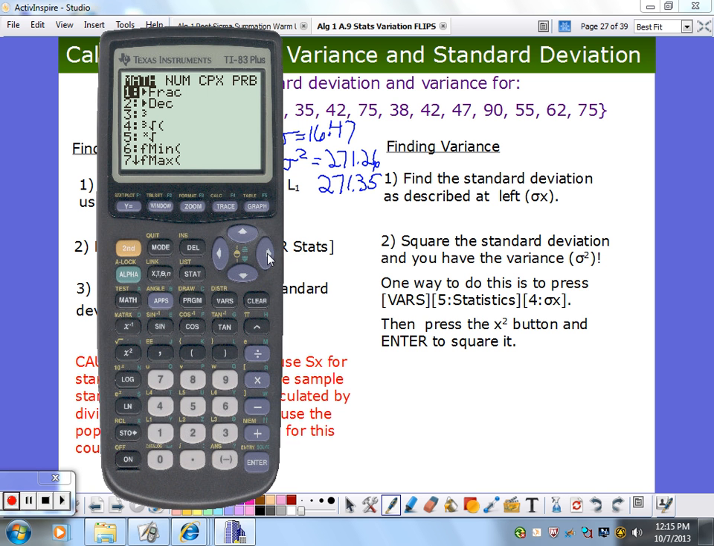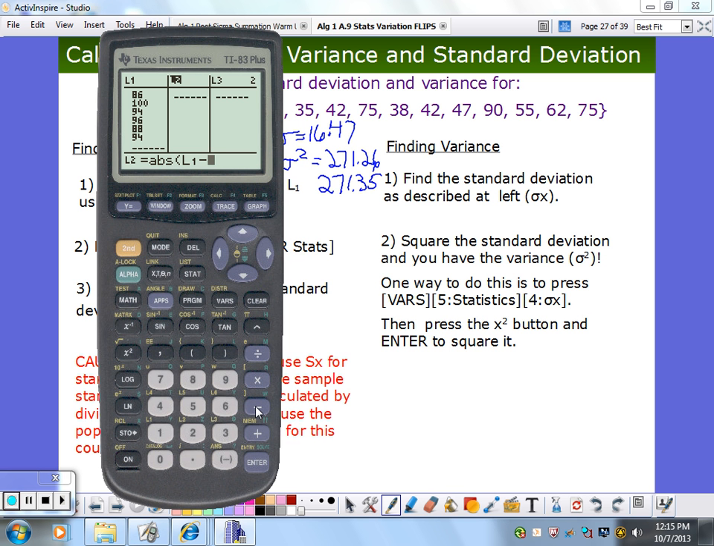You move to the right one where it says NUM, and you should see your very first choice is ABS. That's absolute value. Once you see that, you can hit enter. So what do I want the absolute value of? I want the absolute value of everything in list 1. So I'm going to say list 1. Remember, press that second button in 1.